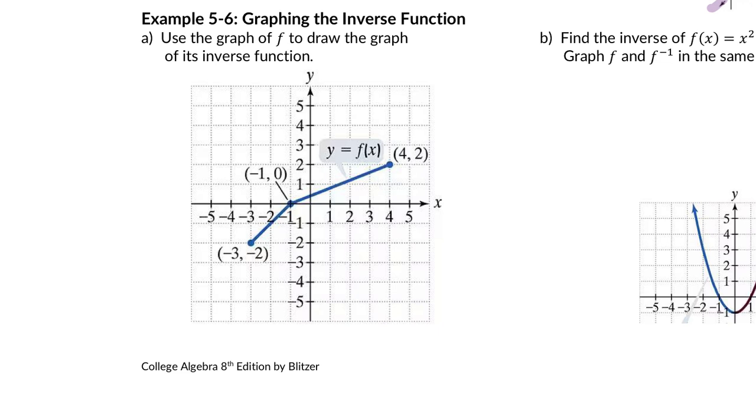So if we do that, this first coordinate point, -3, -2, becomes the coordinate point what? -2, -3. We can plot that point. The coordinate point -1, 0 becomes what? 0, -1. Thank you. And that last coordinate point, 4, 2 becomes what? 2, 4.